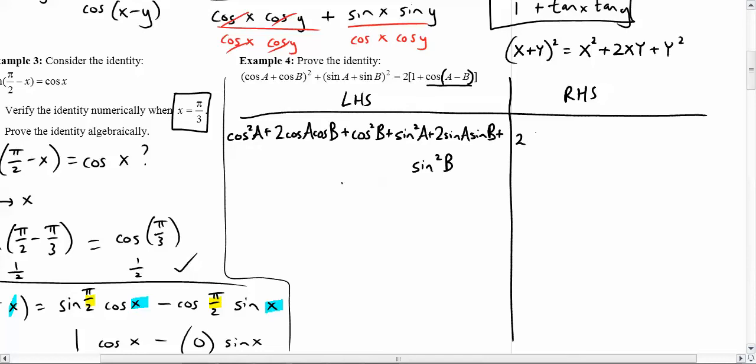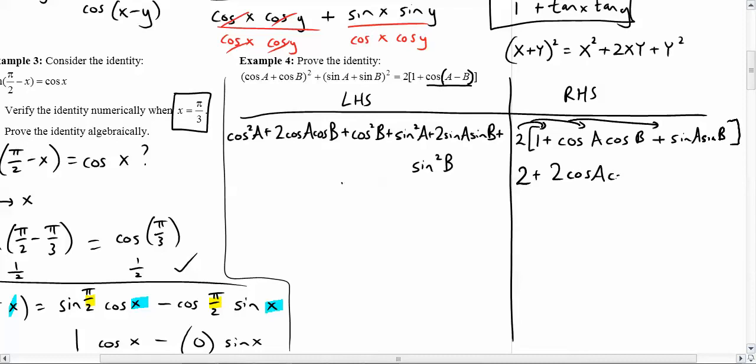On the right-hand side, cosine A minus B is cos cos plus sine sine. First angle, second angle, first angle, second angle. So if I expand the 2 into all the terms, I get 2 plus 2 cos A cos B plus 2 sine A sine B.